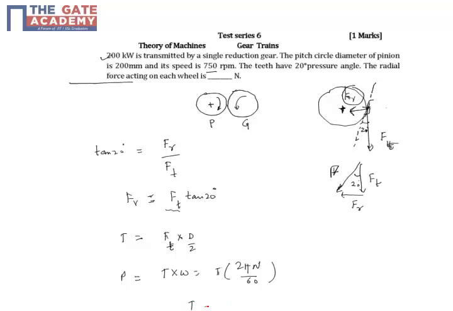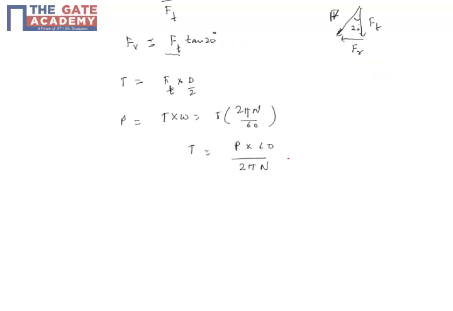So torque is power into 60 by 2 pi n. Power is given as 200 kilowatts, so 200 into 10 to the power 3 watts, into 60 by 2 pi, and the speed is 750 rpm. If you calculate, you get about 2546.47 Newton meter. Remember, we are working in Newton meters. Now once we get the torque, I go back to this equation and get Ft.